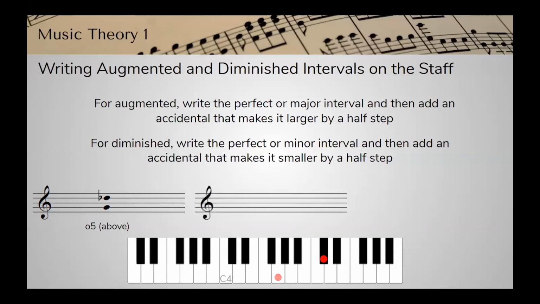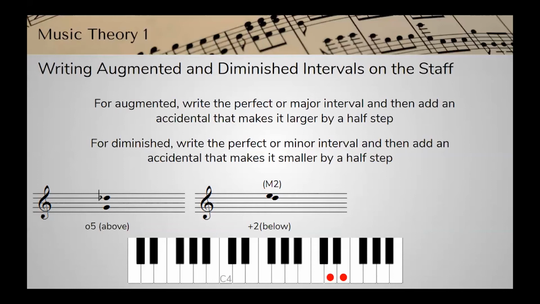Okay. Another example, we're going to try to write an augmented second below this E natural. So for writing an augmented interval, I want to start by writing the major interval. And so a major second below E would be D. Okay, so right now I have a major second. You can see that on the piano.